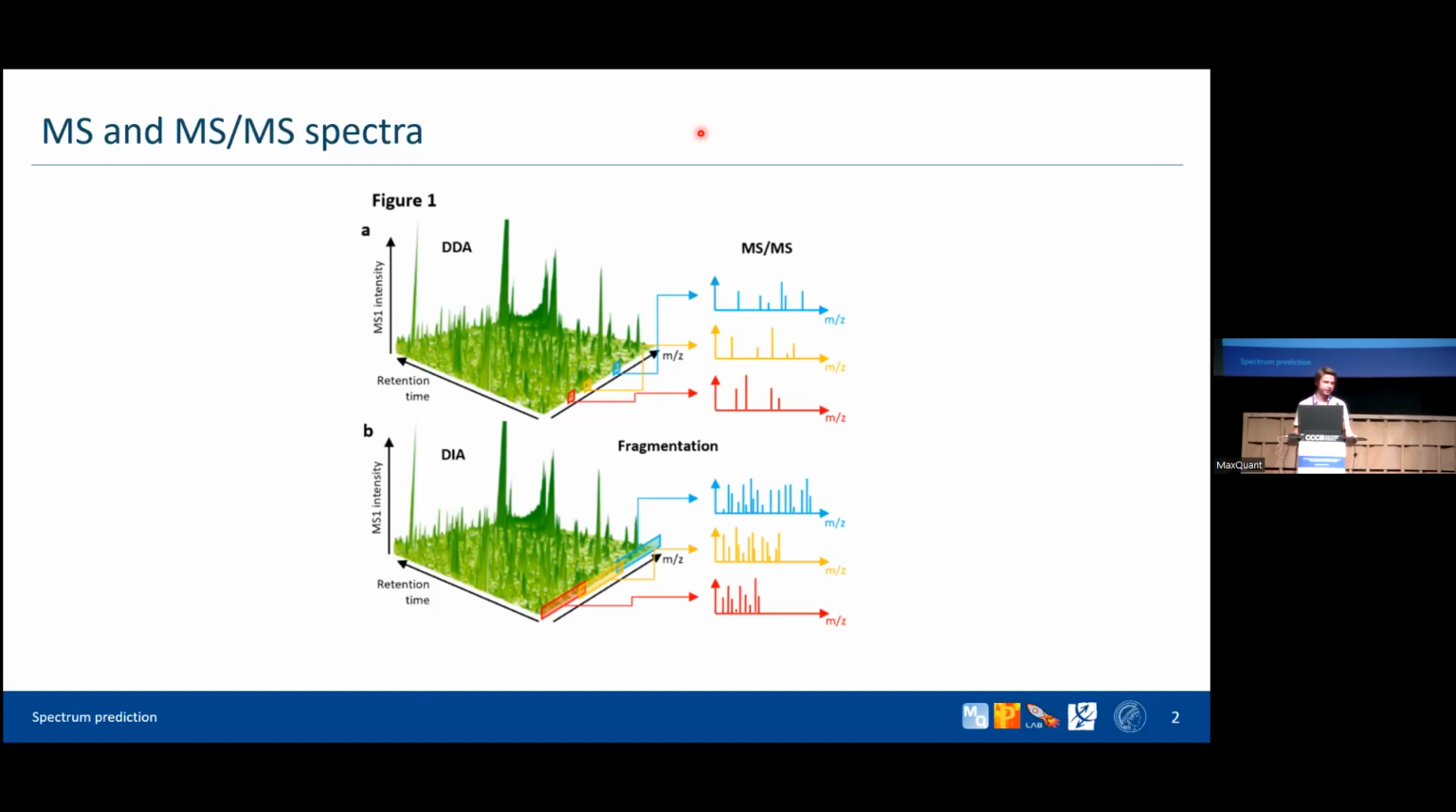Then we get fragmentation spectra. Fragmentation spectra are looking like the ones on the right. And here we have two different acquisition methods, DDA and DIA, and the fragmentation spectra for them are looking differently. So from these spectra, we have to identify our peptides and then proteins.